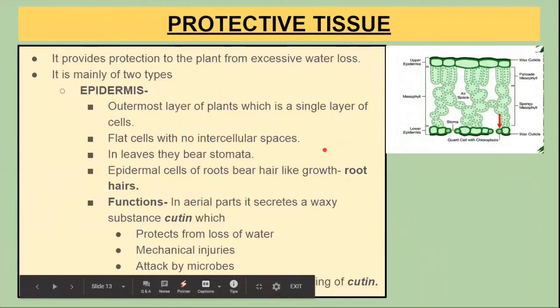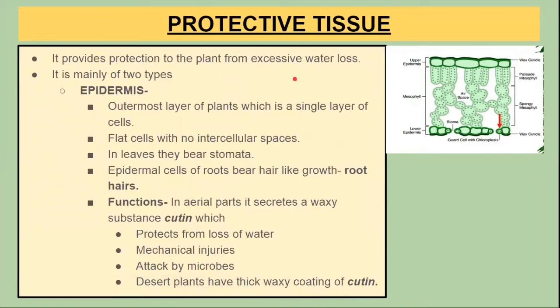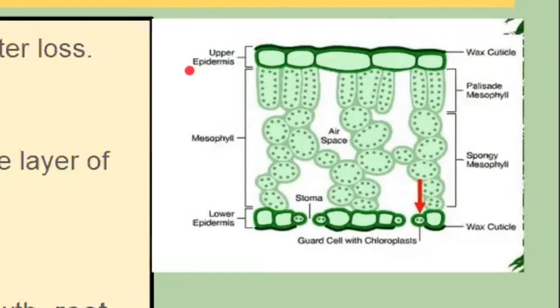Protective tissues. Protective tissues are divided into two categories, that is epidermis and cork. It provides protection to the plant from excessive water loss. Epidermis is the outermost layer of the plants, which is a single layer of cells. It has flat cells with no intercellular spaces. In leaves, they bear stomata. Epidermal cells of roots bear hair-like growth known as root hairs.